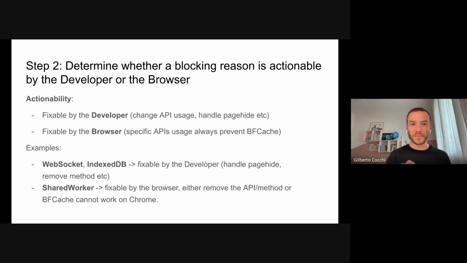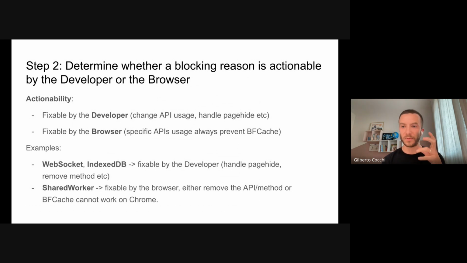So in my opinion, the developer should be in a position to understand: okay, I have a selected BFCache blocking reason. Can I do something about it? For some cases, it's possible. I define them as BFCache blocking reasons which are fixable by the developer. So either they're using an API in the wrong way, maybe they're not handling page height correctly, or things like that. But there are also blocking reasons which are not actionable by the developer in any way.